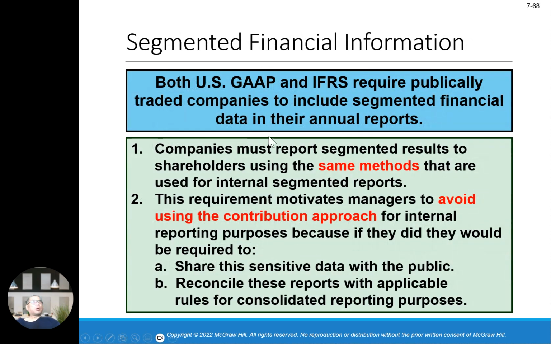Both US GAAP and IFRS require publicly traded companies to include segmented financial data in the annual report. Companies must report segmented results to shareholders using the same methods that are used for internal segment reports. This requirement motivates many to avoid using the contribution approach for internal reporting purposes, because if they did, they would be required to share sensitive data with the public and reconcile the reports with legal rules for consolidated reporting purposes.